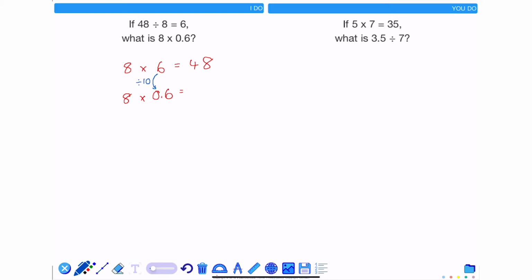Think of it like an equation. Whatever I do to one side, I have to do to the other. And therefore 48 divided by 10 is going to give me 4.8.